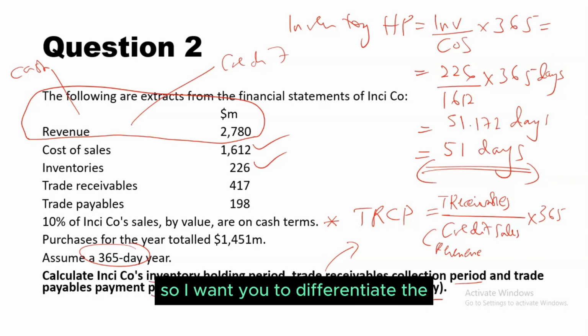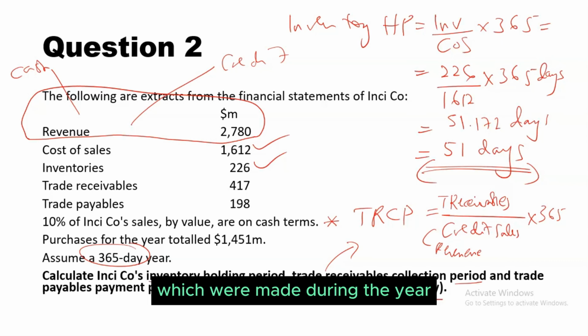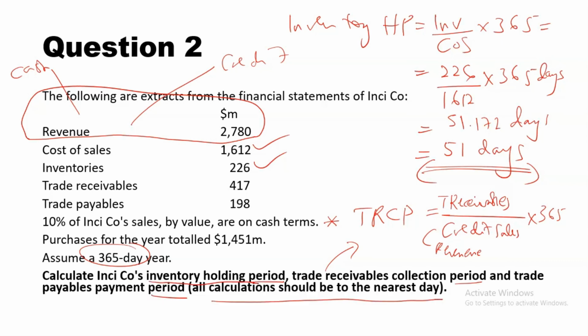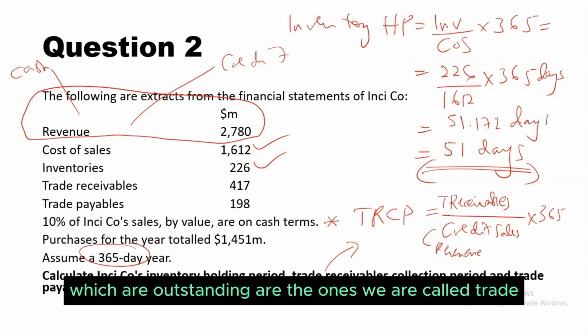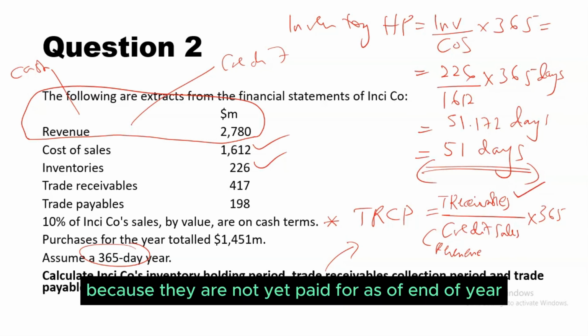So I want you to differentiate the credit sales outstanding and the credit sales which were made during the year. Credit sales which are outstanding are the ones we are calling trade receivables, because they are not yet paid for as of the end of the year.